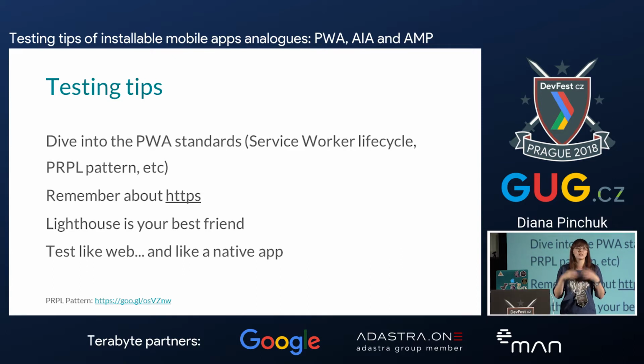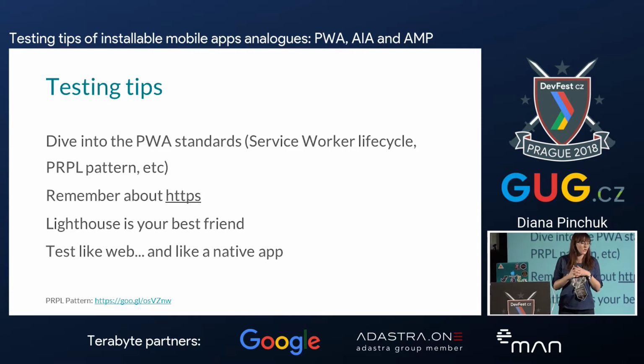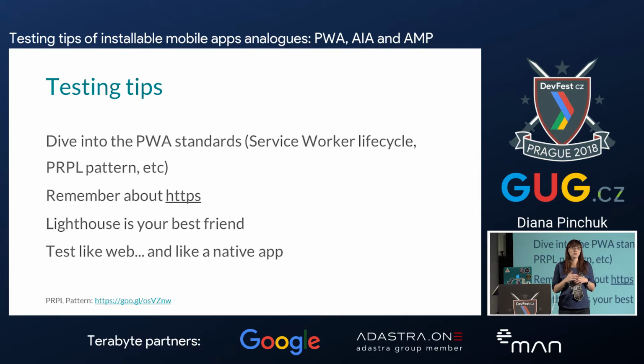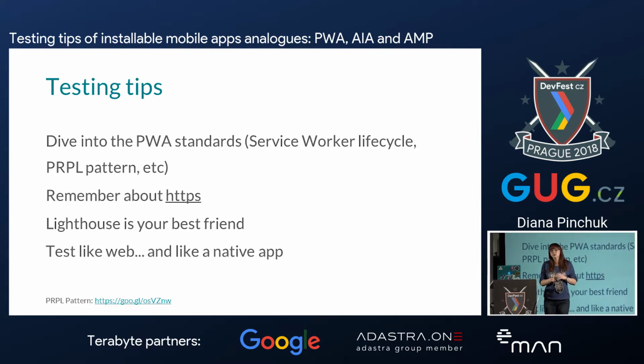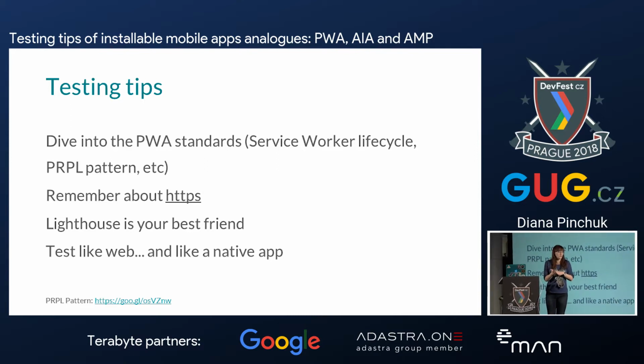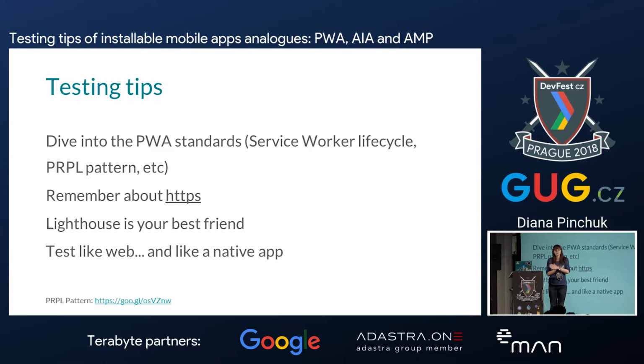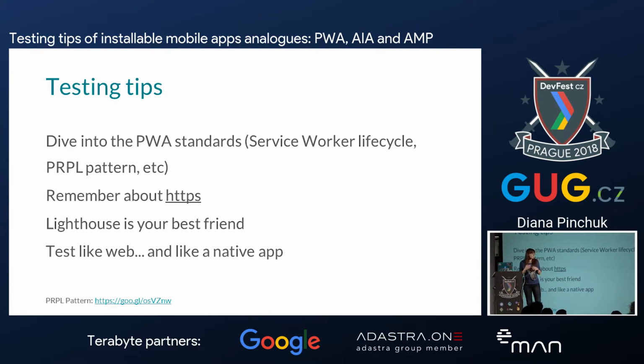Some testing tips, like the last tips about progressive web apps. You need to know about service workers a lot, especially when you're a tester. If you're working with mobile, probably you know about activity lifecycle on Android. So service workers also have their own lifecycle, and you need to know how they are started, how they are reduced, how they are cleared, and so on. You need to always remember about HTTPS. It's the same as in native apps. Progressive web app won't work properly with HTTP.